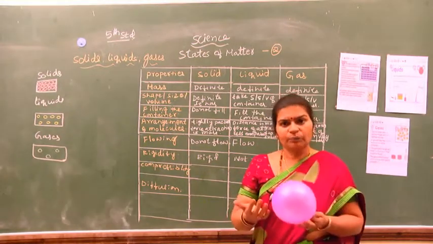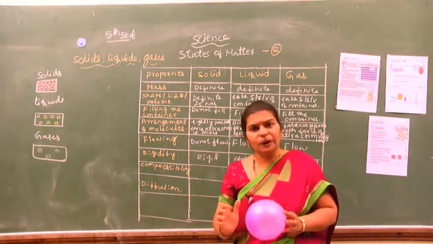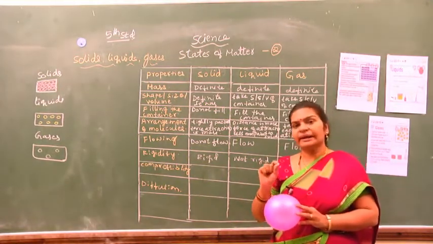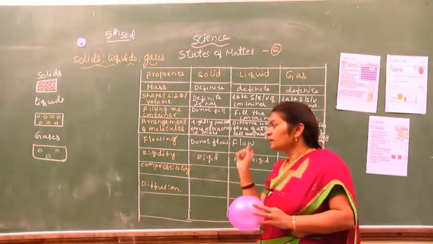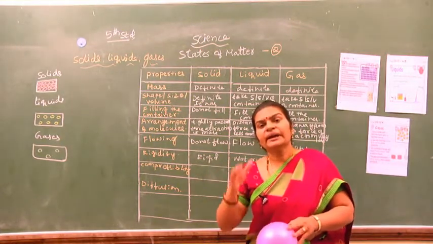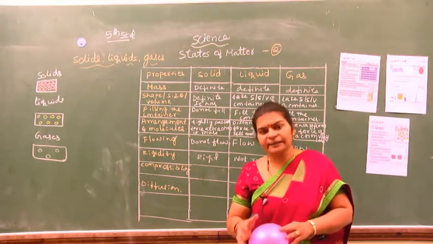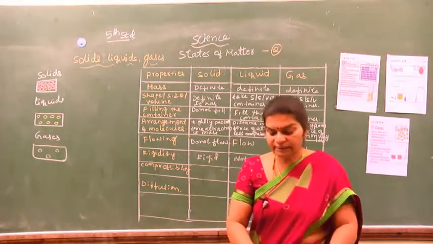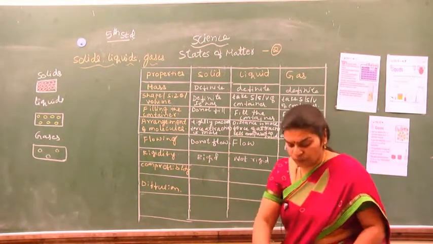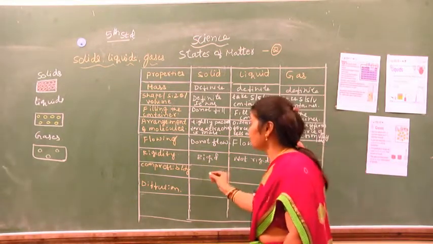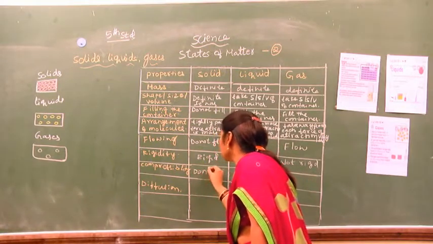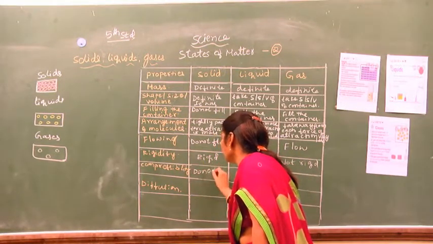Because of that, we fill air in a balloon. We fill air in the ball. You fill air in your cycle tires. Like that, you do it. Then the air goes on getting inside. Now the next thing that we are going to consider: in case of compressibility, solids and liquids are not compressible.